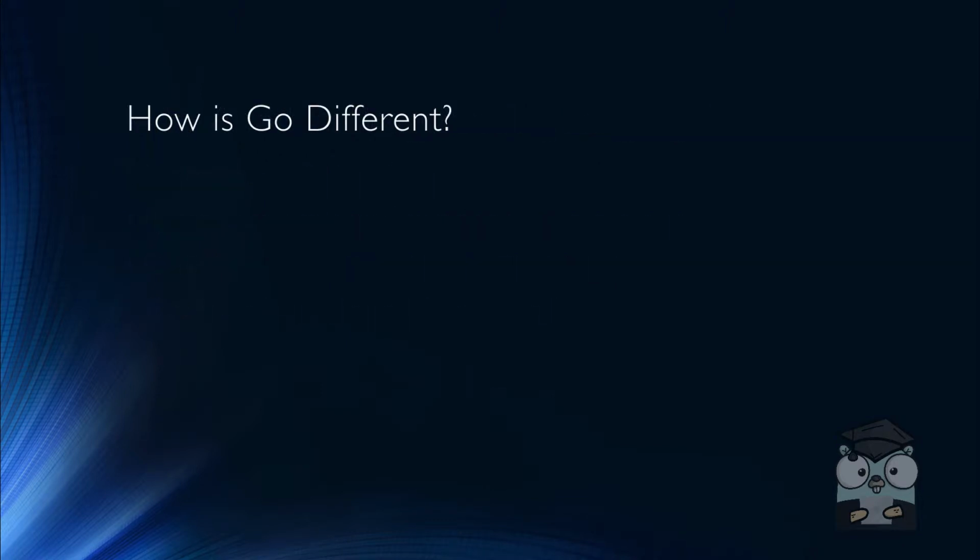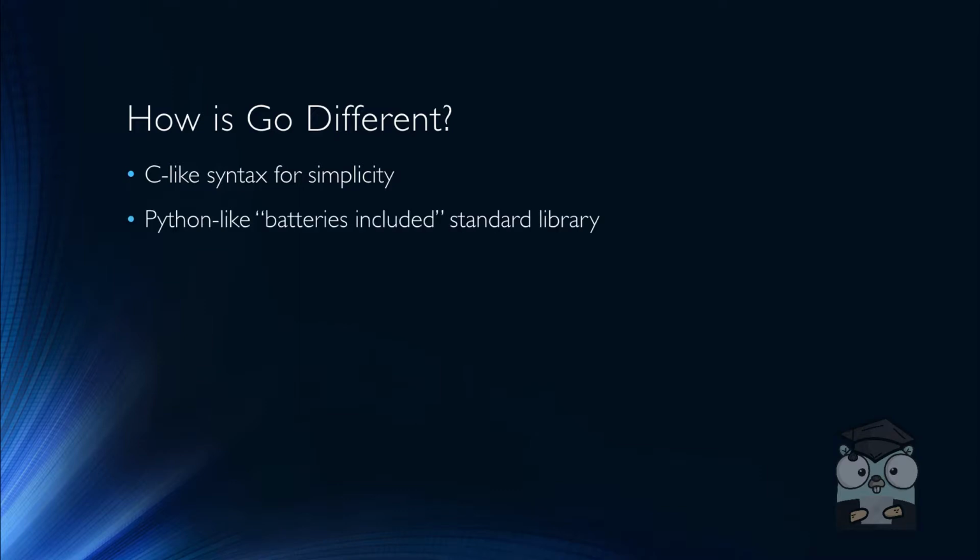So, how is Go different? Well, it has C-like syntax for simplicity. So if you're familiar with C, or any of the bracket-style languages, you should feel right at home. It took the Python approach of a batteries-included standard library, which means that it can do a lot right out of the box. It's all built into the language. You don't need to pull in a bunch of other libraries for various different things.